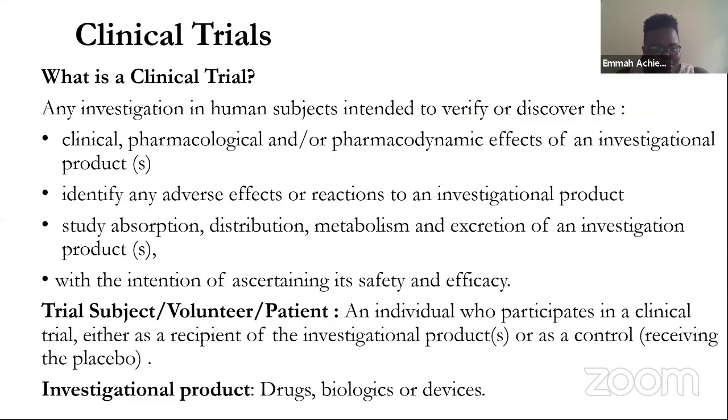If you have concerns to raise. The only difference between clinical trials and other research is that it's mostly an investigation, and it can be a clinical or pharmacological investigation. We are trying to discover, if it was a drug, any adverse events, or to study the drug's absorption, distribution, metabolism, or excretion. And also there's the intention to ascertain its safety and efficacy.